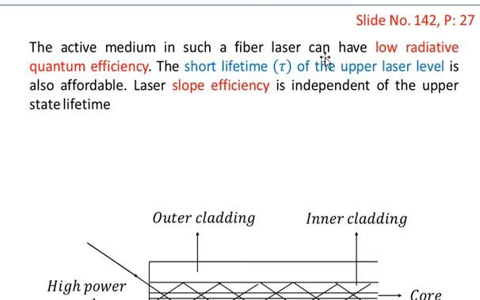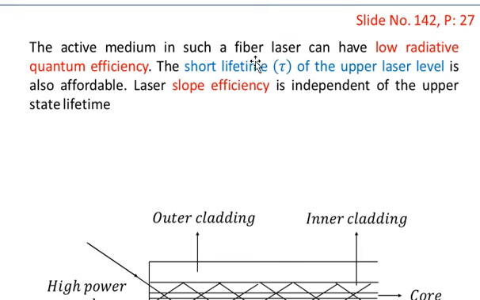Active medium in such a fiber can have low radiative quantum efficiency. You may encounter different terms in this presentation, and in almost all presentations. For example, here we encounter quantum efficiency, and below that we have slope efficiency. You can type these terms on the YouTube search engine along with "laser physics course", and then you can find these terms explained in my relevant previous slides.